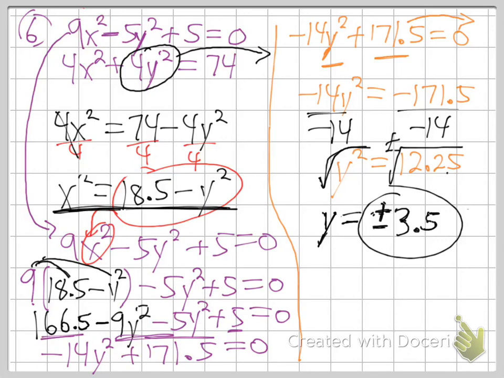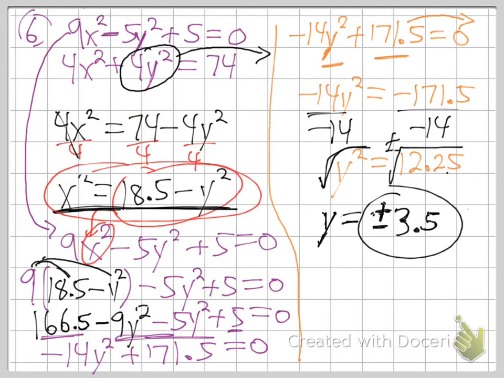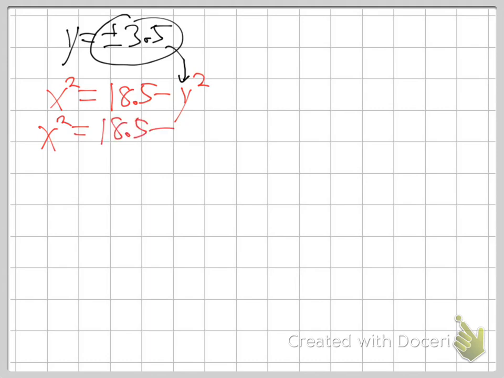So I'll go to a fresh screen and say, okay, y is plus or minus 3.5. Now I want x, so I'm going to plug into this one where x is almost alone. x squared is 18.5 minus y squared, and I'm going to plug in plus or minus 3.5. It makes no difference.